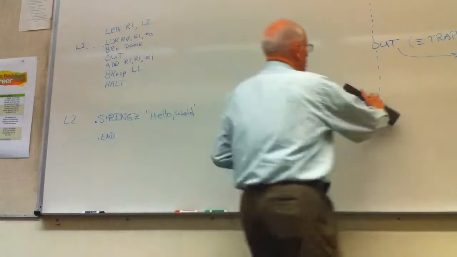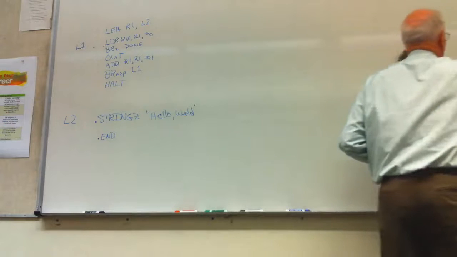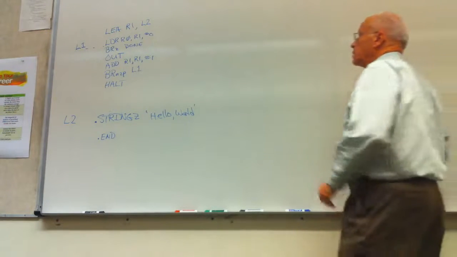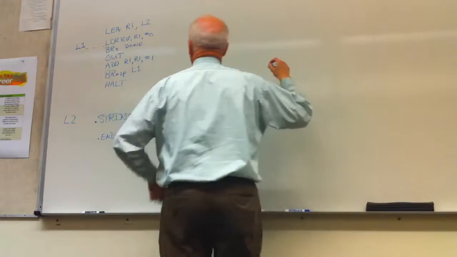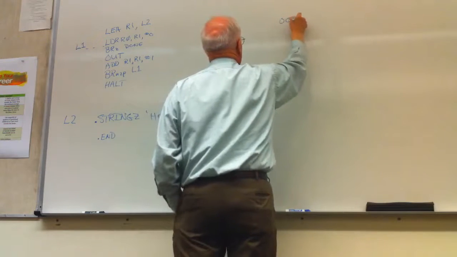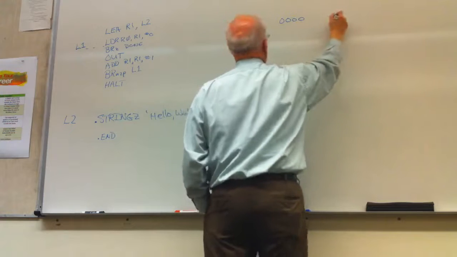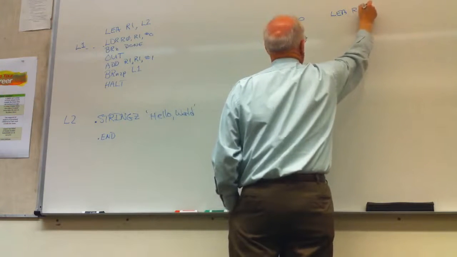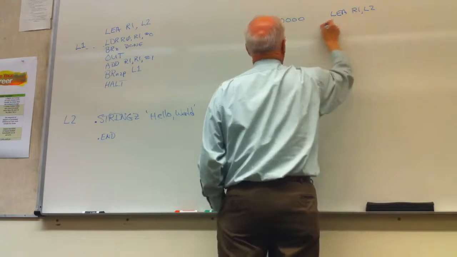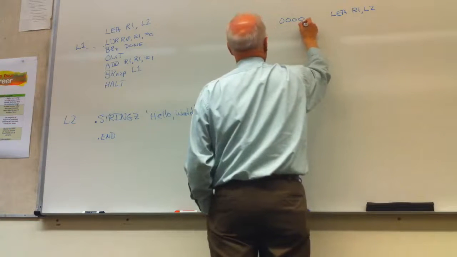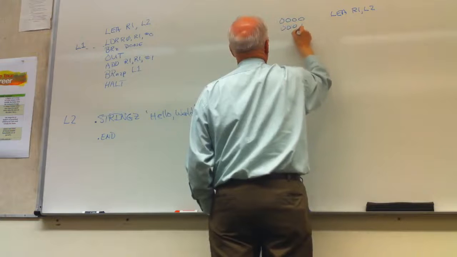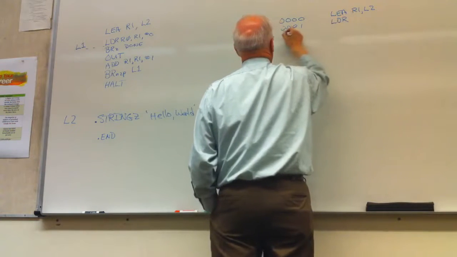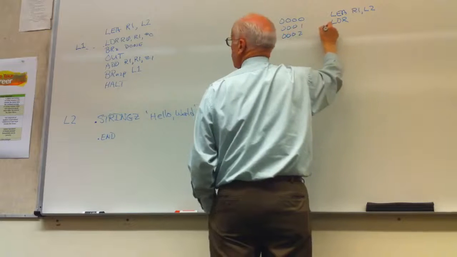Okay, if you look at how that thing gets set up, I don't have a starting address on it. For the sake of discussion, we'll write a starting address of 0. Load effective address, label 2. And so then 1 is the load relative, 2.